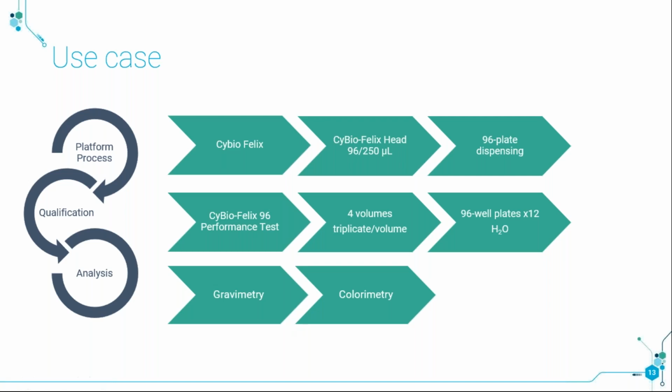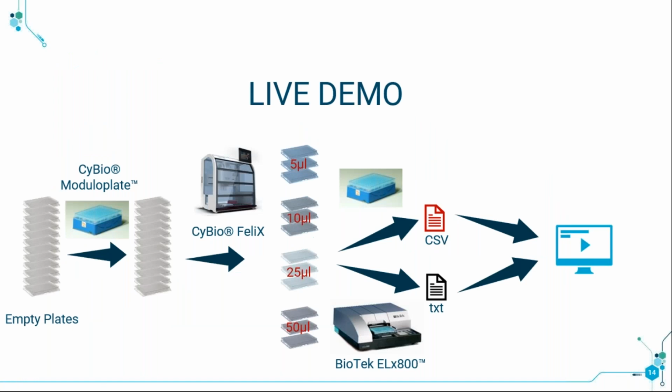So if I'm a bit more schematic, the use case that I will use in the demo will look like this. We will start with 12 empty plates. The plates will be weighed with a balance, let's say the Moduloplate. So you will have an empty weight for each plate. Then you will fill the plates with the CyBio Felix, 4 different volumes: 5, 10, 25, and 50 microliters.